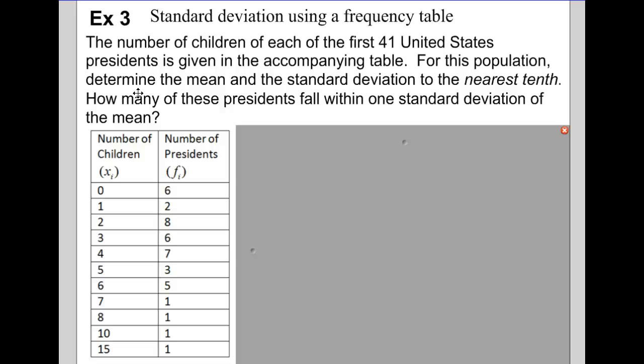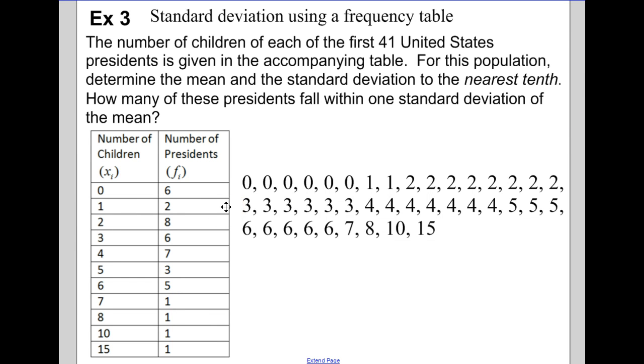Well, let's figure out what that means. First off, what does this chart mean? Well, this is a frequency table. There's 41 presidents, and they could have given this data just all listed out, all of the number of children. If they did, it would look something like this. Hopefully you can see where these numbers relate to these numbers. Okay, these would be the list. There would be 6 zeros, there would be 2 ones, there would be 8 twos, etc. There'd be 15, 10, 18, and 17.